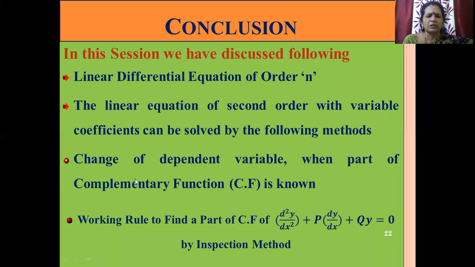First method is change of dependent variable when part of the complementary function is known. Just like in the previous problems, the complementary function is given in the form y is equal to x. So if it is known, we have discussed how to solve the differential equation. Now what is the second method? Working rule to find the part of the complementary function by the inspection method also. Using the 4 inspection methods, we have discussed the working rule of the part of complementary function by inspection method, right? Thank you.